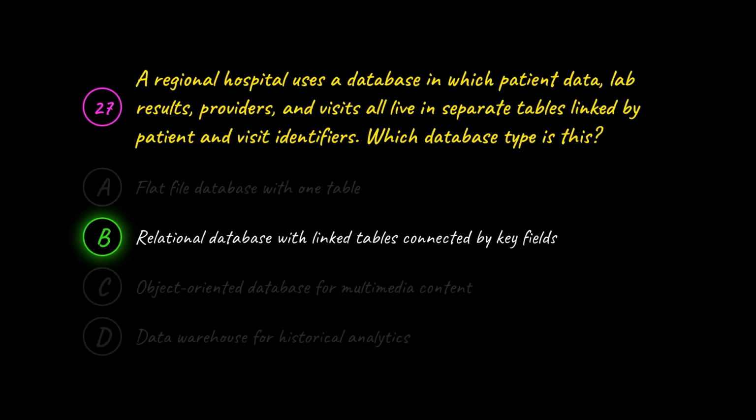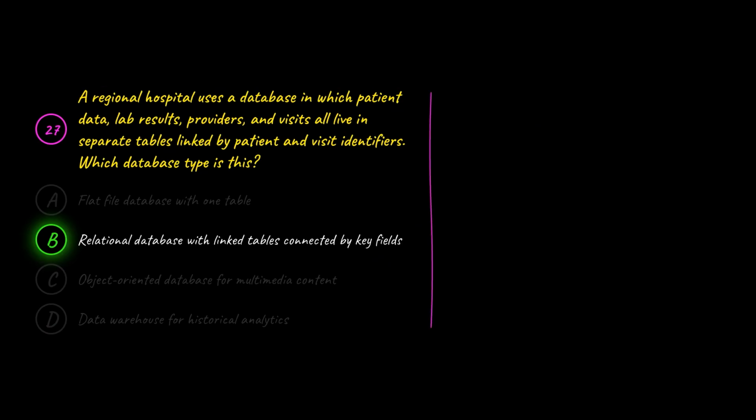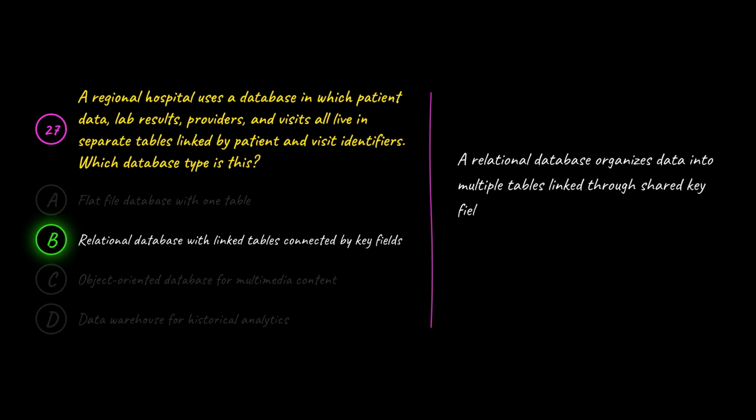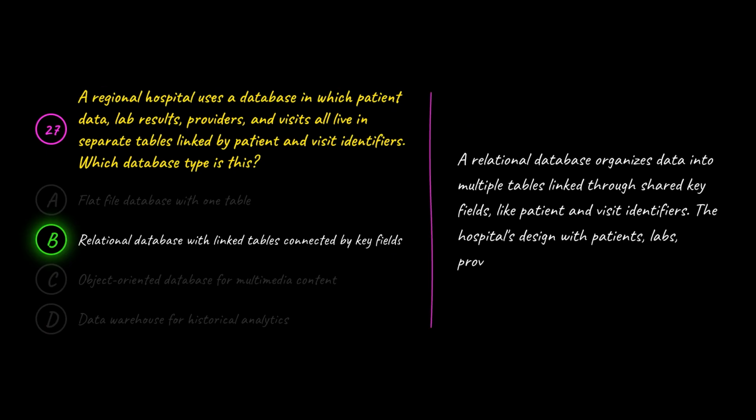The correct answer is B. Relational database with linked tables connected by key fields. B is correct because a relational database organizes data into multiple tables linked through shared key fields, like patient and visit identifiers. The hospital's design, with patients, labs, providers, and visits in separate but joined tables, matches the relational model exactly. It is the most common database structure in modern healthcare information systems.